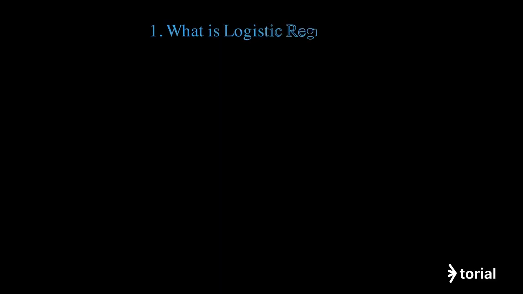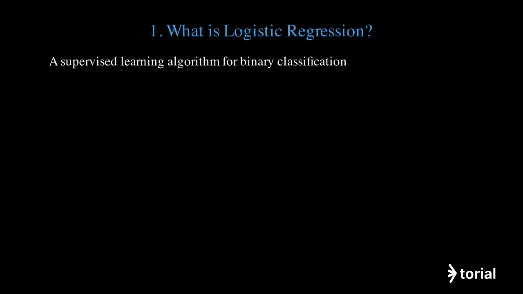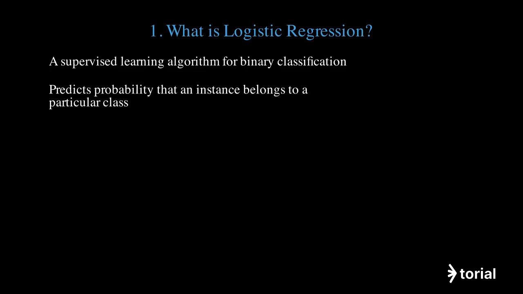Let's start by understanding what logistic regression actually is and how it differs from linear regression. Logistic regression is a supervised learning algorithm primarily used for binary classification tasks, predicting one of two possible outcomes. Unlike linear regression, which predicts continuous values, logistic regression predicts the probability that an instance belongs to a particular class.